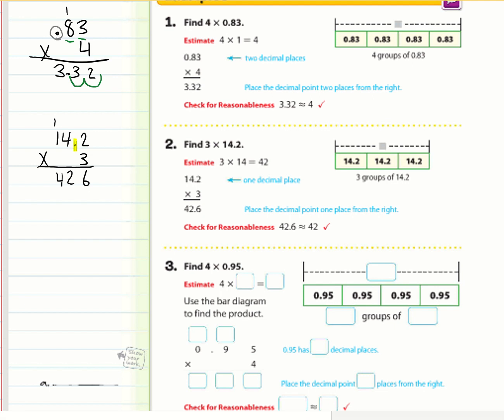Now I'm going to look at my decimal right here, and how many digits are to the right of my decimal? I have 1 digit to the right of my decimal, so I'm going to go to my answer, start at the end, and I'm going to move the decimal place once. And my decimal is just going to plant right there. So my decimal should be 42 and 6/10. That should be my product of 14 and 2/10 times 3.